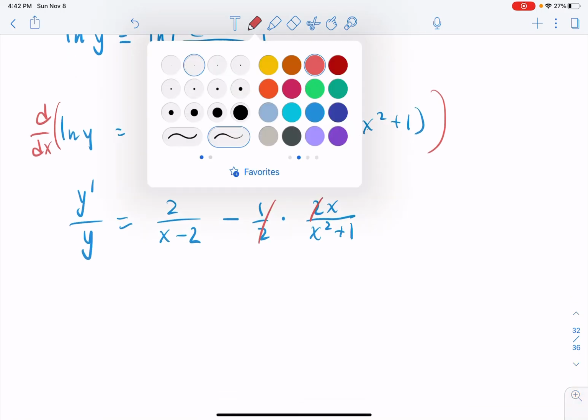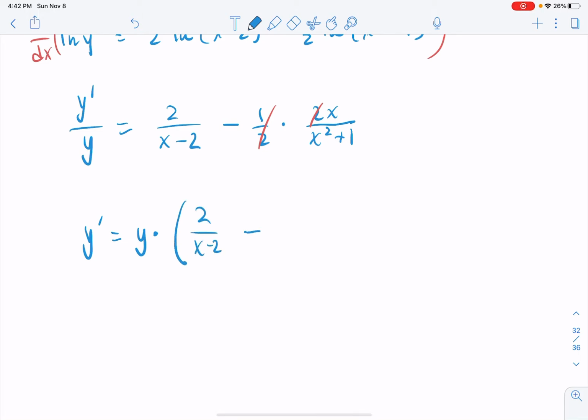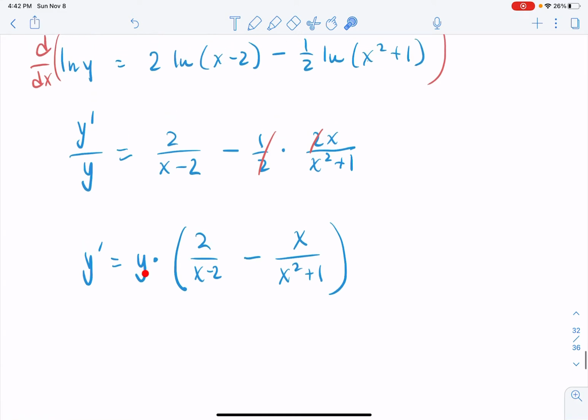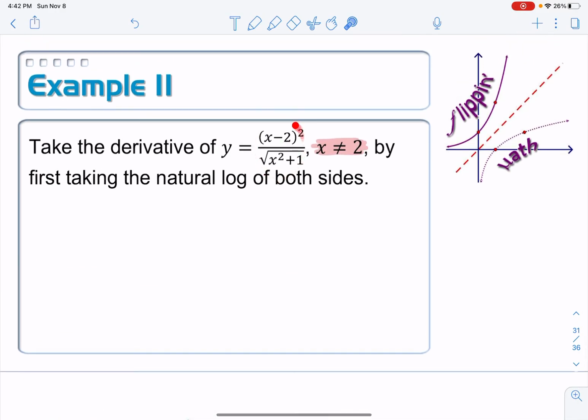All right, so I canceled out some stuff with my cancellation crayon. And then what I'm going to do is, I don't want y prime over y. I just want y prime, so I have to multiply this y over here to the other side. So y prime is equal to y times, big old parentheses, 2 over x minus 2 minus x over x squared plus 1. And it's frowned upon generally to leave a y inside of y prime, kind of like taking the second derivative. Whenever you're taking it implicitly, you have to go back and substitute. Well, we're going to go back and substitute what this original function was, which is this guy right there. That's what y is equal to.